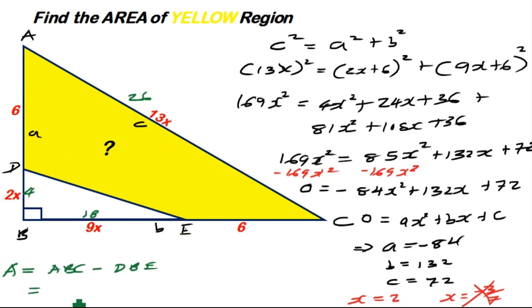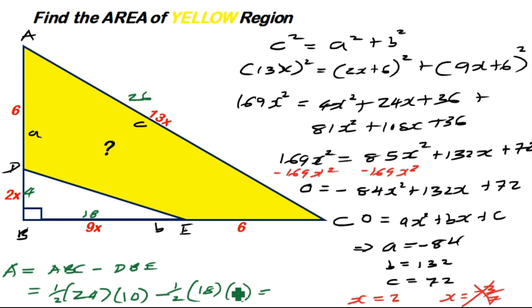That is a right angle triangle. So it is going to be a half times base. The base of triangle ABC is from B to C, which is 18 plus 6, that is 24. Then times the height, which is from A to B, which is 6 plus 4, 10. Then minus the area of triangle DBE. DBE is also a right angle triangle, so it is a half base times height. That is going to be a half, then the base is from B to E, which we found to be 18. Then the height is from D to B, which is 4.